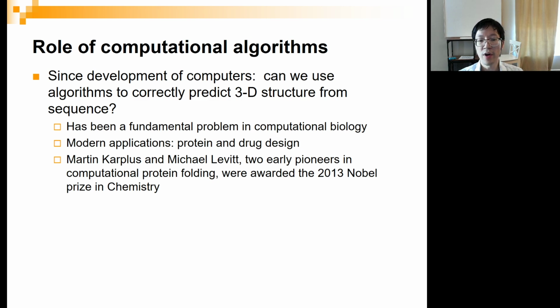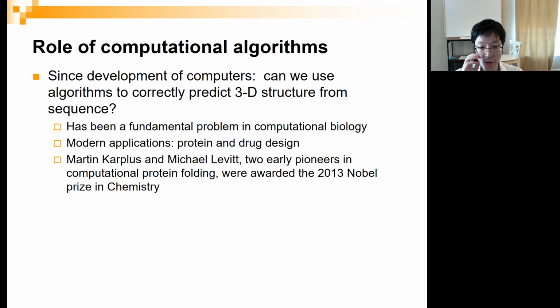In fact, this is recognized to be such an important problem that if it can be solved computationally, it would have huge ramifications for modern applications like protein drug design. Two of the early pioneers, Martin Karplus and Michael Levitt, two early scientists that pioneered computational methods for protein folding, were in fact awarded a Nobel Prize in Chemistry in 2013 for their contributions to these efforts.